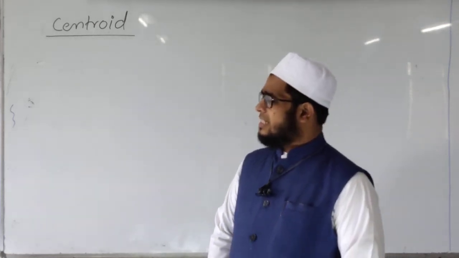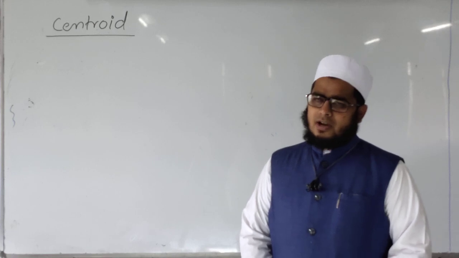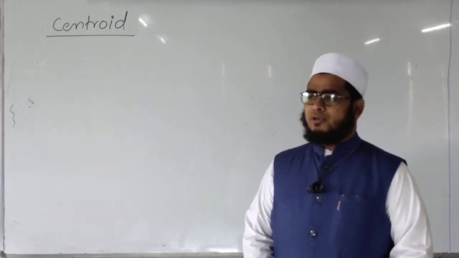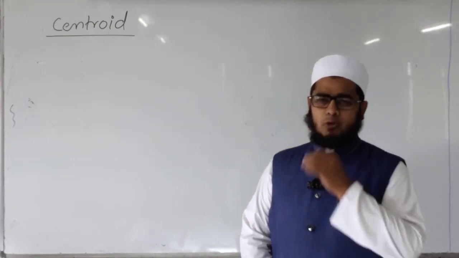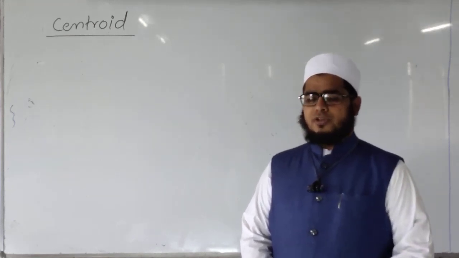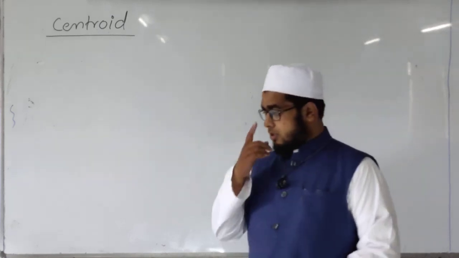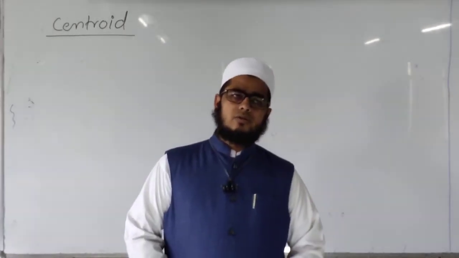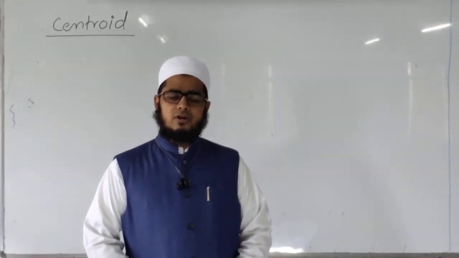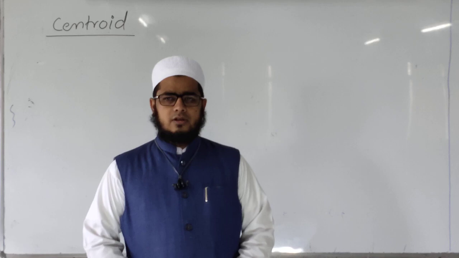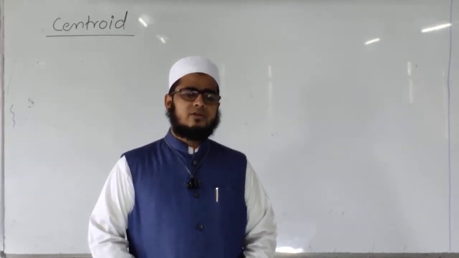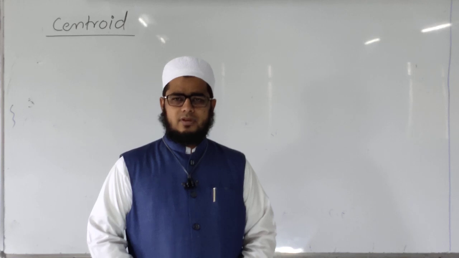Centroid and center of gravity are also the point at which the whole mass and area is supposed to be concentrated. Center of gravity is the point about which the total weight of the body is supposed to be concentrated. But this word center of gravity is generally used for three-dimensional figures, meaning the object has length, width and height. It has mass.